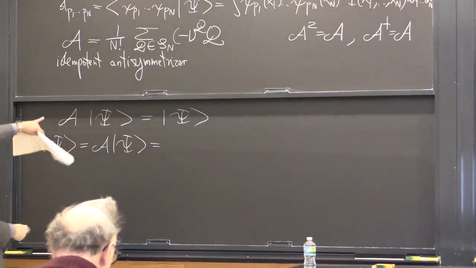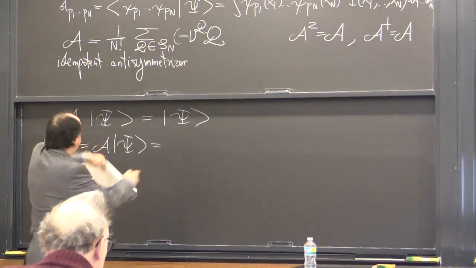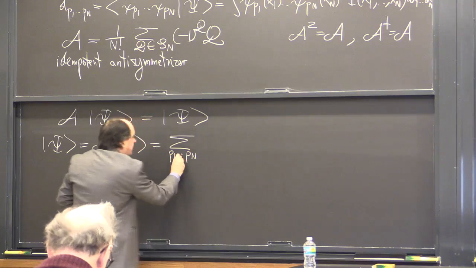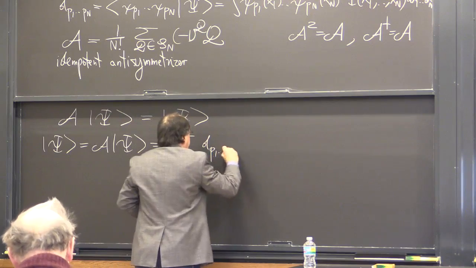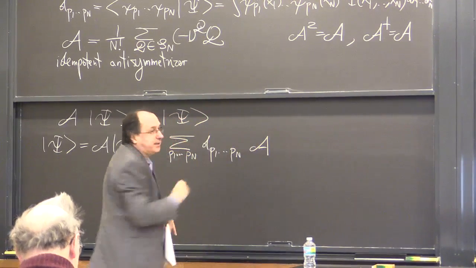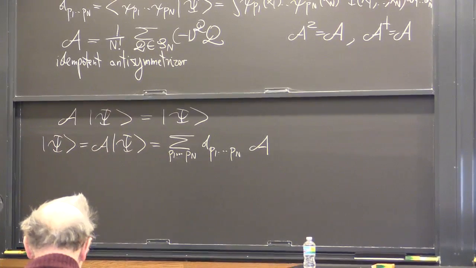I'm going to apply that A to the linear expansion on top, okay? It's a linear operator, so I end up with a sum over P1 through Pn, with dots here. Then we have little d, P1 through Pn, and then we have this anti-symmetrizer acting directly on the product of n spin orbitals, right?